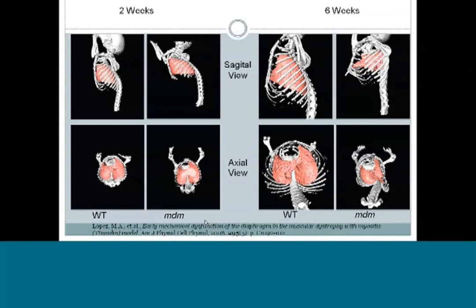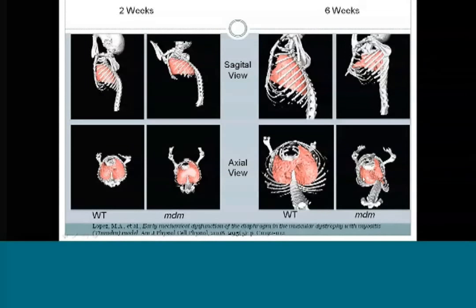But on the right side of the slide, if you look at 6 weeks of age, there's a marked discrepancy between the thoracic anatomy between both models. And when you look at the diaphragm cross-section, you can see how limited the diaphragm is in its footprint. I liken this to the difference between a 1 ml syringe and a 10 cc syringe.